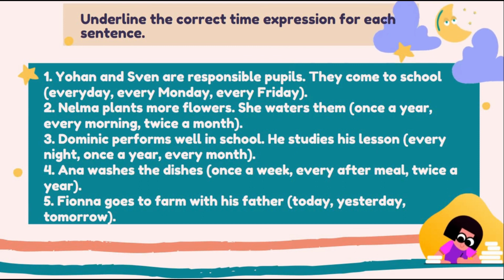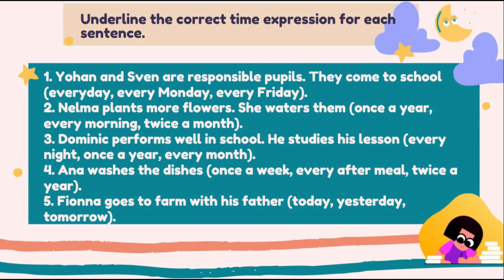Yes, it's every morning. Number 3, Dominic performs well in school. He studies his lesson. Yes, it's every night. Number 4, Anna washes the dishes. What is the answer? Every after meal. Okay, and lastly, we have Fiona goes to farm with his father today. Perfect, class. Okay, how many of you got 5?